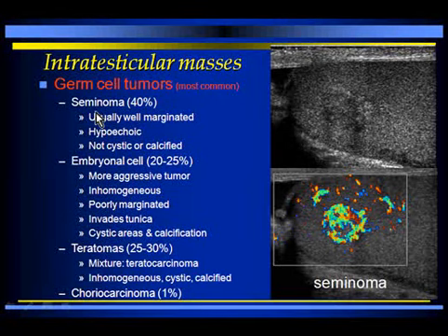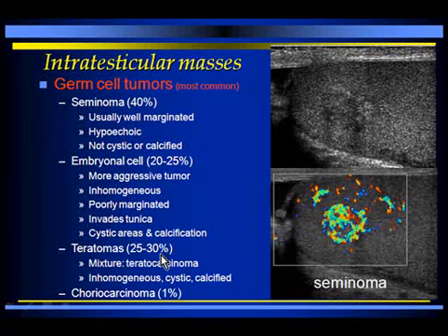40% of germ cell tumors are seminoma, so it's the most common germ cell tumor, usually well marginated and hypoechoic. It's usually not cystic and not calcified. As opposed to the embryonal cell lesions, which are slightly less common, they're a more aggressive tumor, and therefore they're not so well defined. They're very inhomogeneous, and they often invade out of the testicle. They will also often have cystic areas and calcifications, which would not be classical for seminomas.